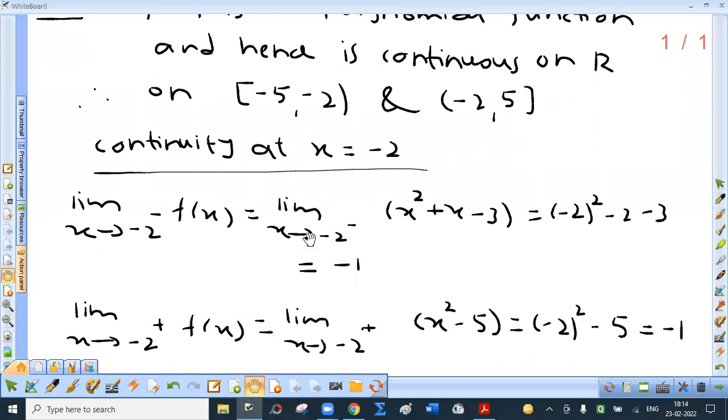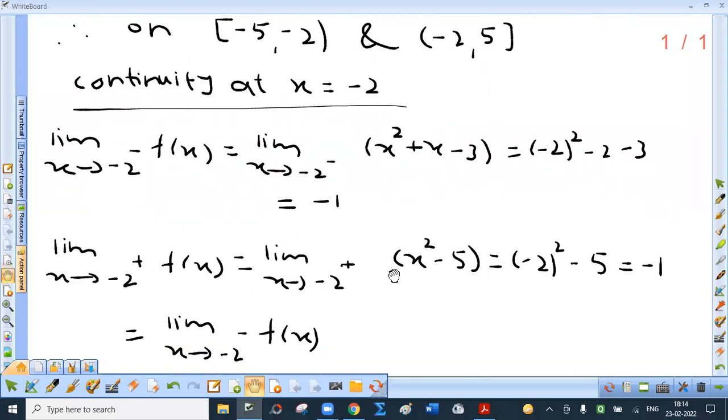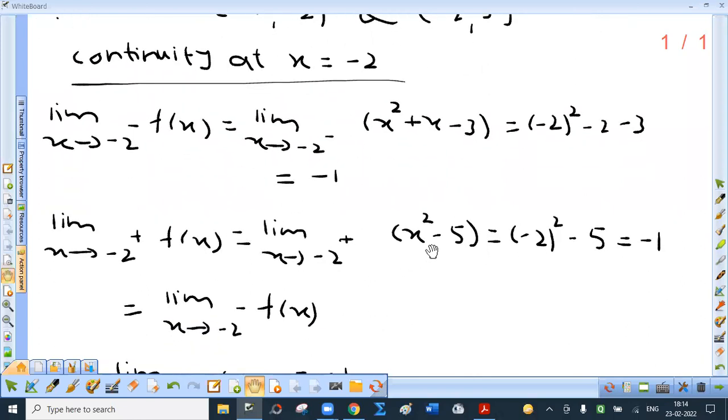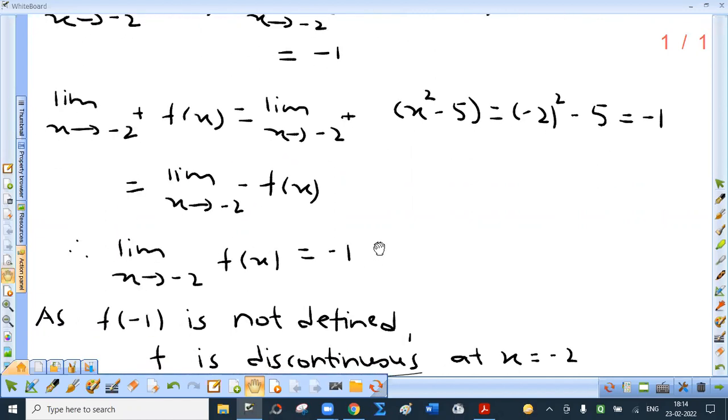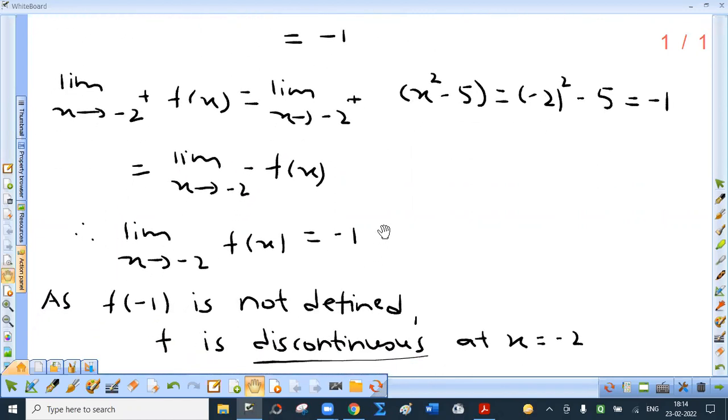So take the limit. The left hand limit comes out to be minus 2 square is 4, 4 minus 2 minus 3, that is minus 1. For the right hand limit, you have to consider this function. Again the same, the right hand limit comes out to be minus 1. This means the limit of the function exists. But note that this should be f of minus 2. f of minus 2 is not defined. So the function is discontinuous at x equal to minus 2.